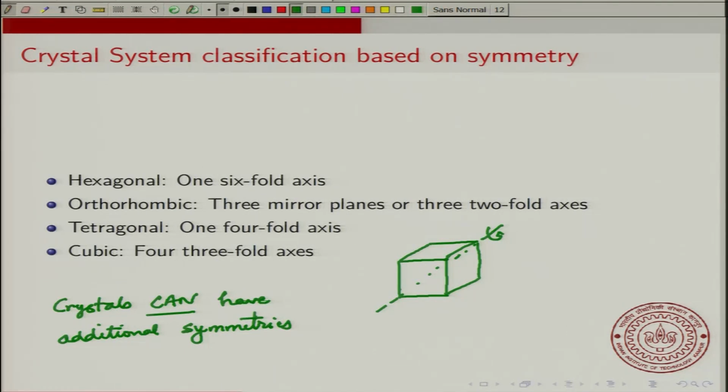What you also see is that this way of defining a cubic system makes the definition very compact. Any crystal system that has four three-fold axes is a cubic system. So really it is a very terse and very short description of the various systems. And this is what will be used to identify crystals.